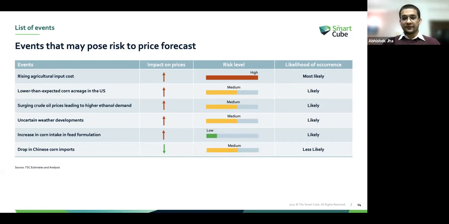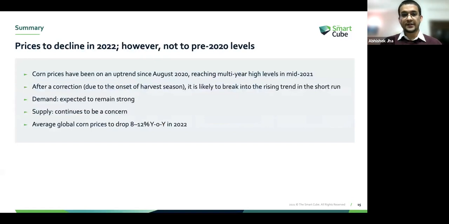So with all these bases covered, it's time for me to summarize what has happened and what is expected to happen, and quote a number of where we see the prices for corn headed from here. The multi-year high levels of corn prices that we have seen did see a correction with the onset of the harvest season. As of now, because of the high level of demand and supply, prices have taken an uptrend again. In 2022, the average global corn prices are expected to decline by 8 to 12% year on year compared to 2021.